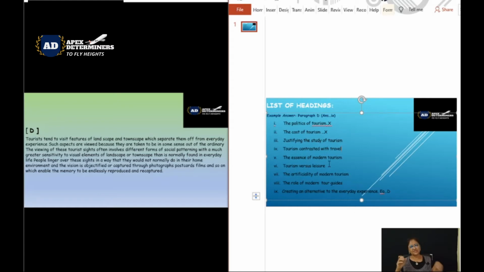And tourism versus, that means tourism against leisure. Now if you look at the third one, the fourth one, contrast is giving the difference. But if you look at the sixth one, versus is not telling the difference. It is one against the other.